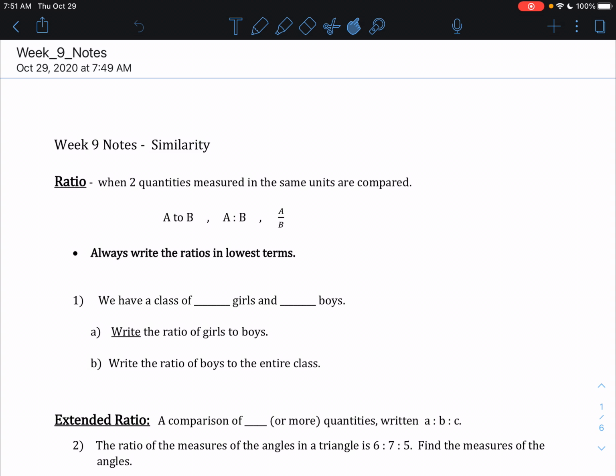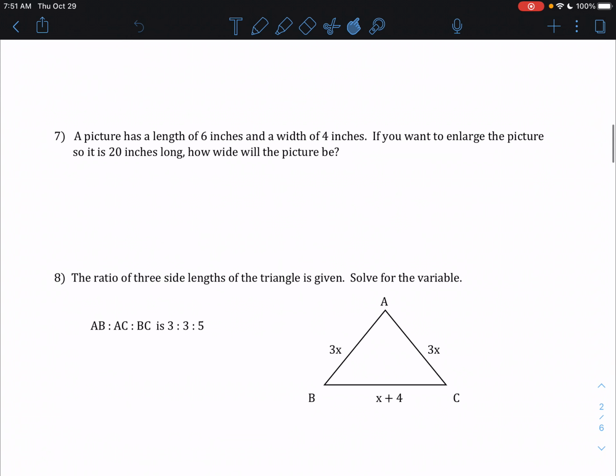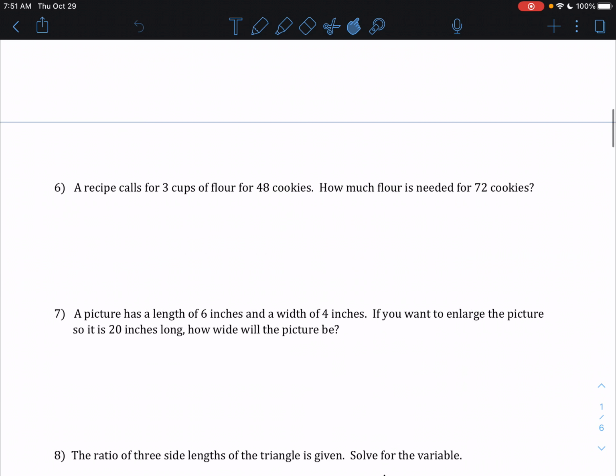So we talked about similarity a little bit, but a lot of like similarity transformations basically just means dilations, which we've learned about before. So we're going to be learning a lot about dilations in this coming unit. But today, we're just going to work on ratios and proportions. So we are going to be doing the first 2 pages of these notes.